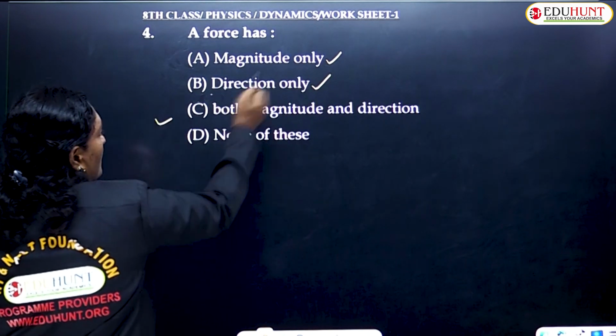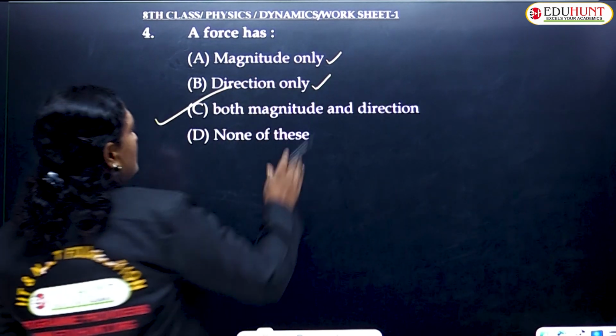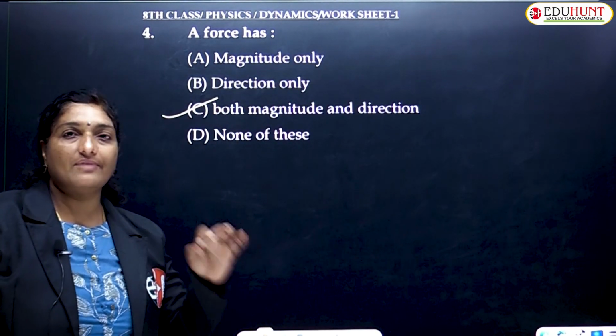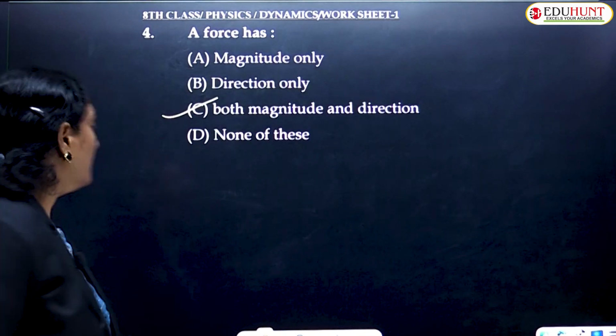So what is the correct option? Both magnitude and direction. Option number C is correct. That is, force is a vector quantity, so it has both magnitude and direction.